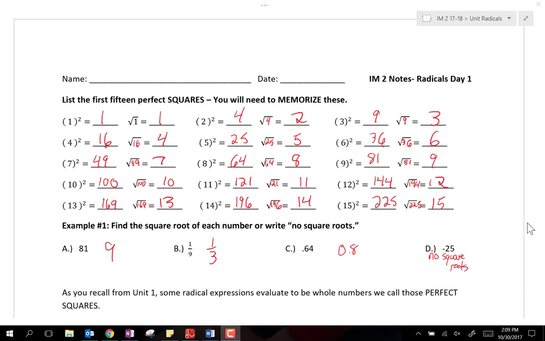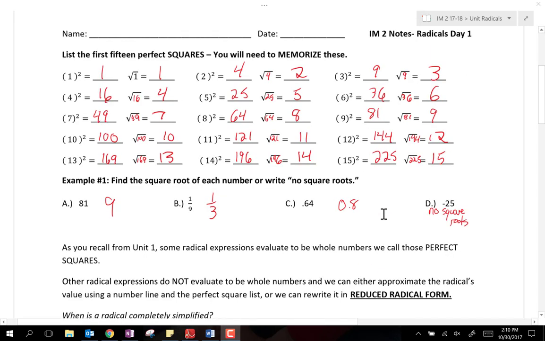All right, let's take a look at these problems. We wanted to square all these numbers, so 1 squared is 1, square root of 1 is 1. 2 squared is 4, square root of 4 is 2. 3 squared is 9, and so on. So we have 9, 16, 25, 36, 49, 64, 81, 100, 121, 144, 169, 196, and 225. That's what the perfect square numbers are.